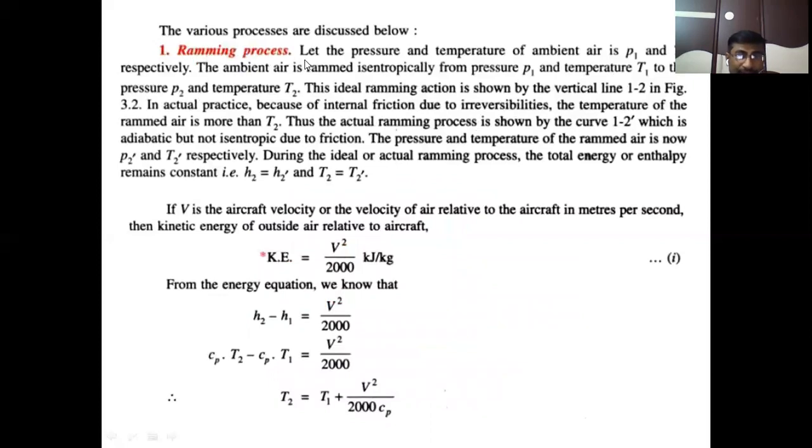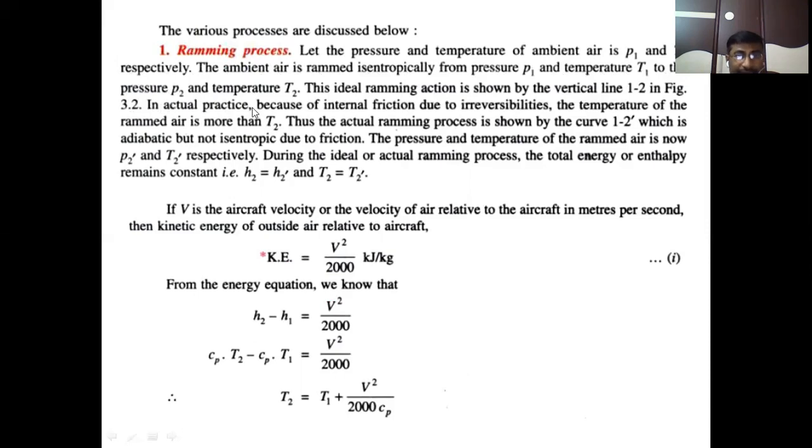First one is the ramming process. Ramming process means the flowing of air into the aircraft through the diffuser, which is located in front of the aircraft. Let the pressure and temperature of ambient air be P1 and T1 initially. The ambient air is rammed isentropically from pressure P1 and T1 to the pressure P2 and T2. Isentropically, the pressure and temperature increase from P1 and T1 to P2 and T2. This ideal ramming action is shown by the vertical line 1-2 in the TS diagram.